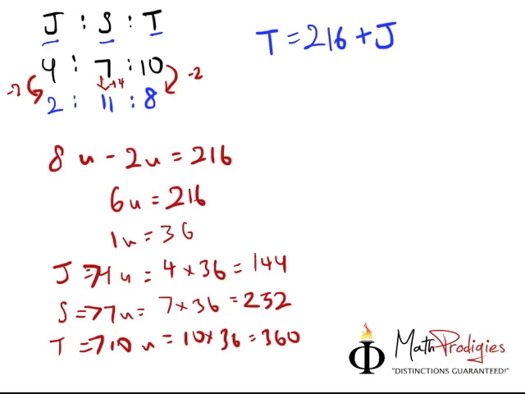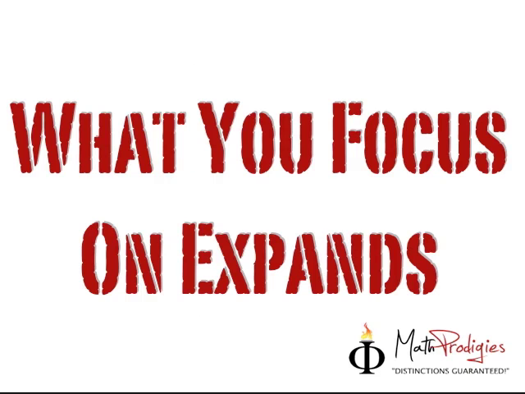Good job. And just a quick reminder, what you focus on expands, which means if you want to achieve something, focus on what you want to achieve. If you want to achieve a 75 on your next math test, say, I want to get a 75 on my next math test. And don't say something like, I don't want to fail again on my next math test. Because when you say that, you're focusing on failing.